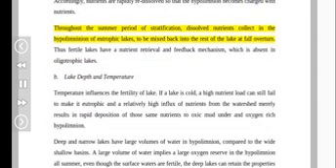Throughout the summer period of stratification, dissolved nutrients collect in the hypolimnion of eutrophic lakes, to be mixed back into the rest of the lake at fall overturn. Thus fertile lakes have a nutrient retrieval and feedback mechanism, which is absent in oligotrophic lakes.